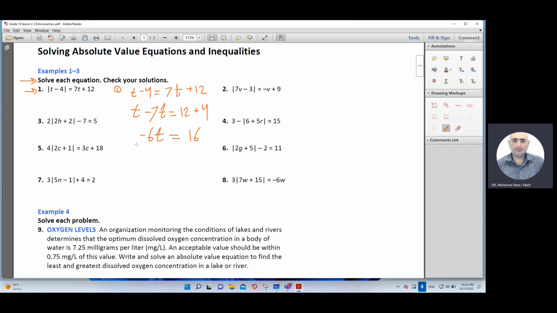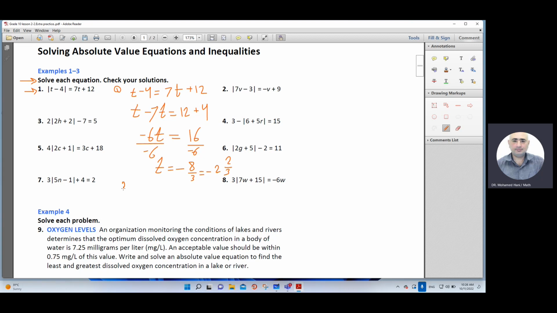Then you can divide by negative 6 by negative 6. So t equals negative, and you can do simplest form here. Divide by 2 up and divide by 2 down, 8 over 3, which means if you want to write it as a mixed number, 2 and 2 over 3. This is the first case.